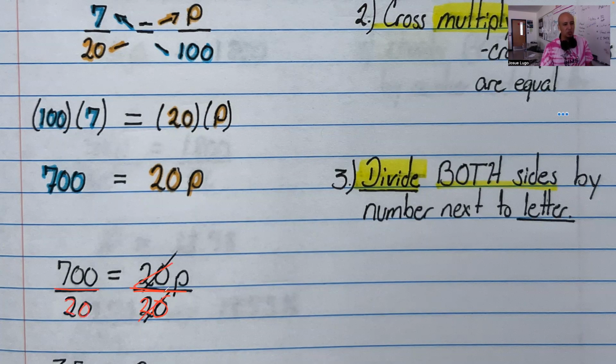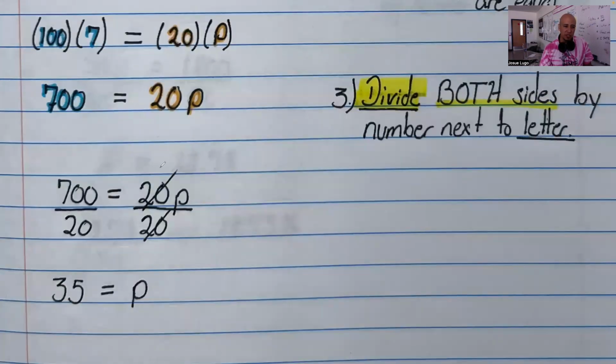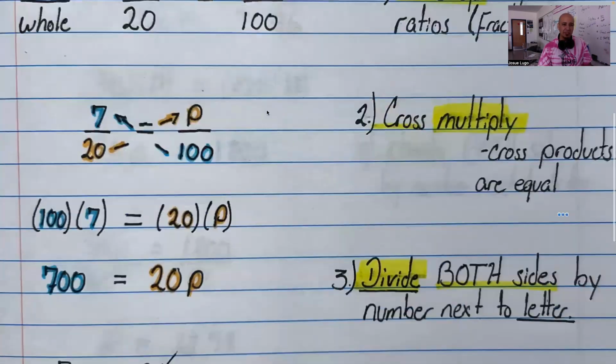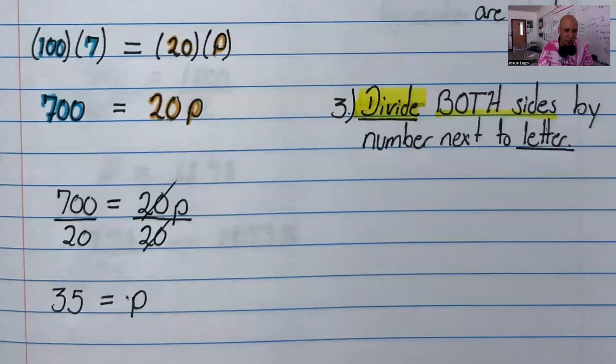So 20 divided by 20 just cancels out. 700 divided by 20, ladies and gentlemen, gives me 35. So again, 700 divided by 20, I work it out. That's going to give me 35. So that means that P is equal to 35. We get the same answer. Notice how over here, when I multiplied by 5, I got 35. Over here, whenever I divided both sides by 20, I got 35. I get the same exact answer.